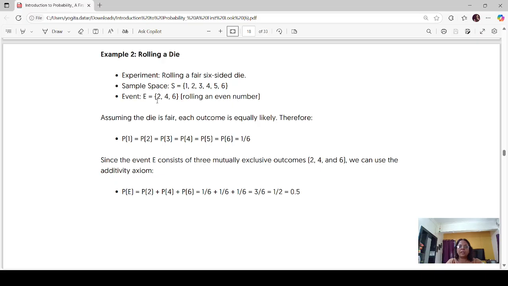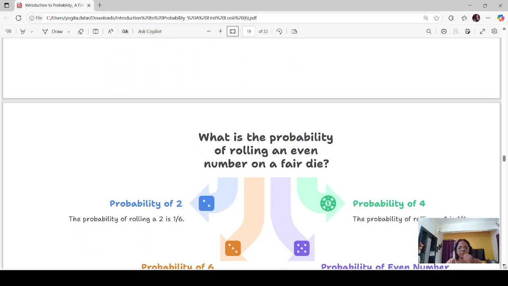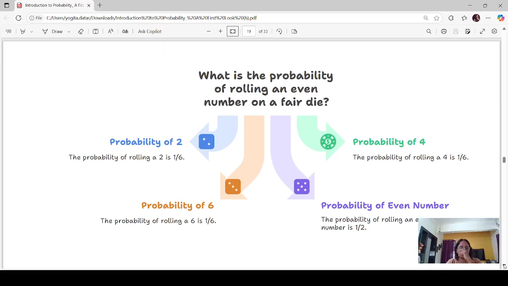And when we want only the probability of the 3 even numbers, we just add their probabilities, which gives 1 by 6 plus 1 by 6 plus 1 by 6, that is 3 by 6, meaning 0.5. In this way we can calculate the probability when a die is rolled and we are expecting an even number. So this is the diagrammatic presentation of that calculation.